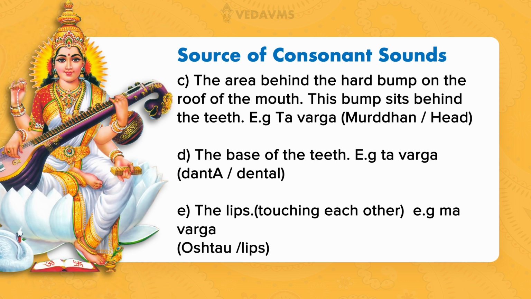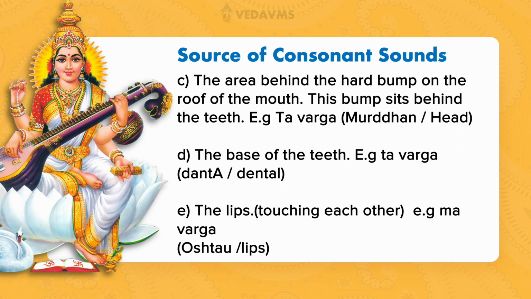Next varga is tha. In tavarga, when you say tha, dha, what happens is the tongue touches the base of the teeth, right? And since the teeth are involved, they are called danta in Sanskrit. Danta means teeth, or it is called dental in English. Try saying tha or dha. Like, try with tan, deva.